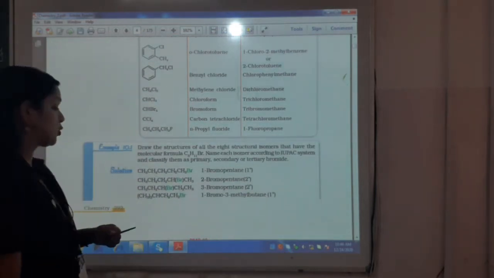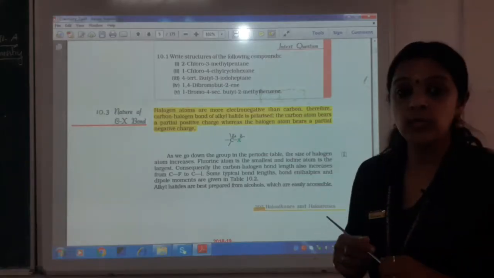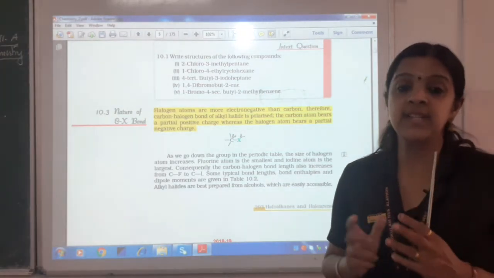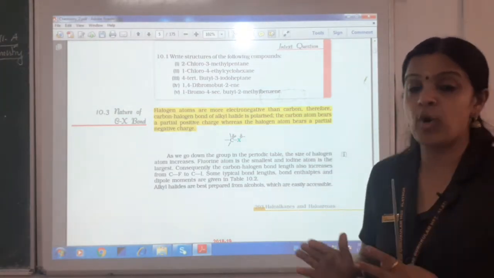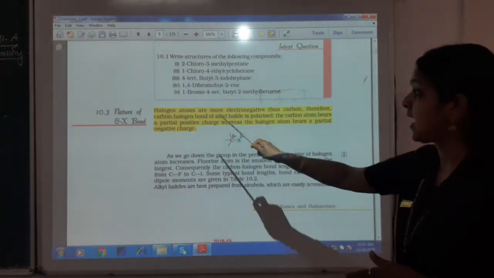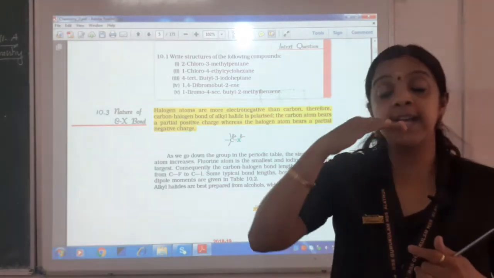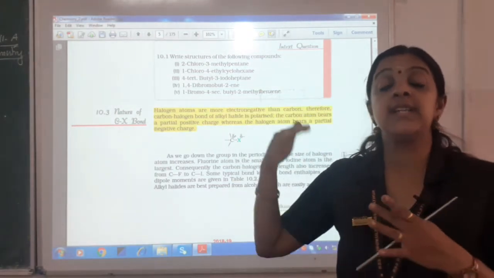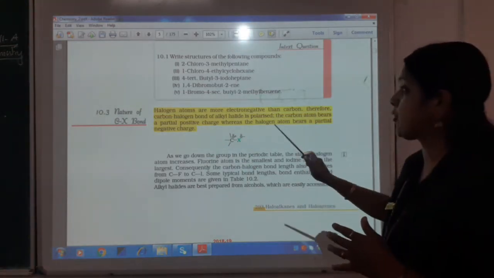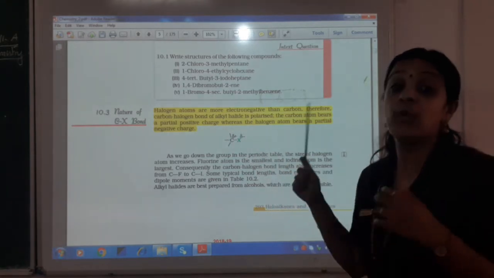Now we will get into the preparations of halogen compounds. Let us now learn about the nature of the C-X bond, that is, what will be the nature of the carbon-halogen bond present in a haloalkane or haloarene. Halogen atoms are more electronegative than carbon, because as we go across the period the electronegativity increases. So it is more electronegative, and the carbon-halogen bond of this alkyl halide is polarized.